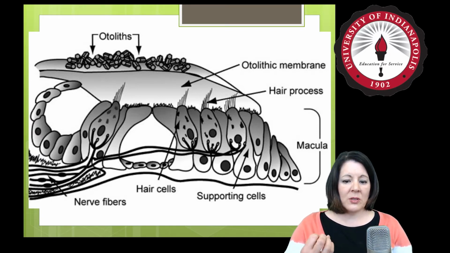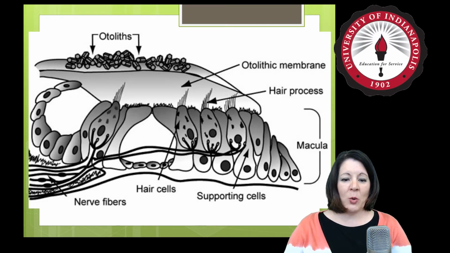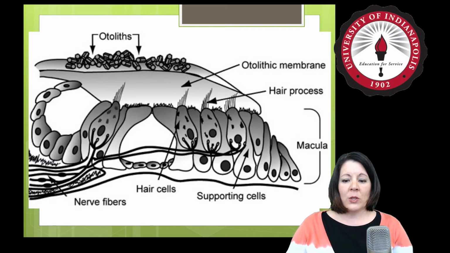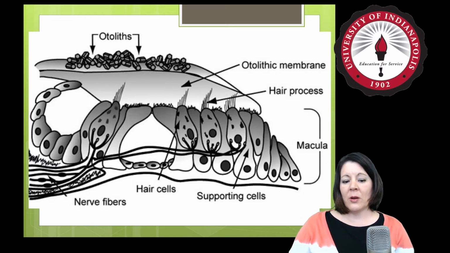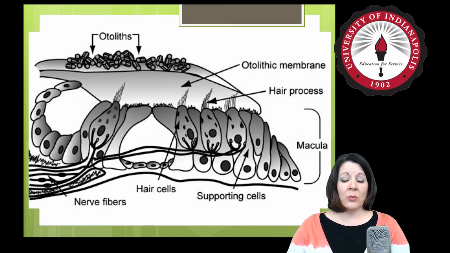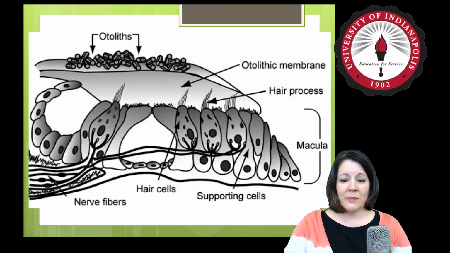So these otoliths are supposed to be stuck down in that gelatinous fluid, and as we tilt or turn our heads or ride the elevator or ride the moving walkway at the airport, those otoliths will shift with the shifting of that otolithic membrane, which will then bend those hair processes, and depending on whether it's moving toward or away from the kinocilium, which is the tall hair, then our brain can tell whether we're moving toward gravity or away from gravity in horizontal and vertical planes. So that is the purpose of our otolith organs, is that they sense where our head is in relationship to gravity and in relationship to linear movement.